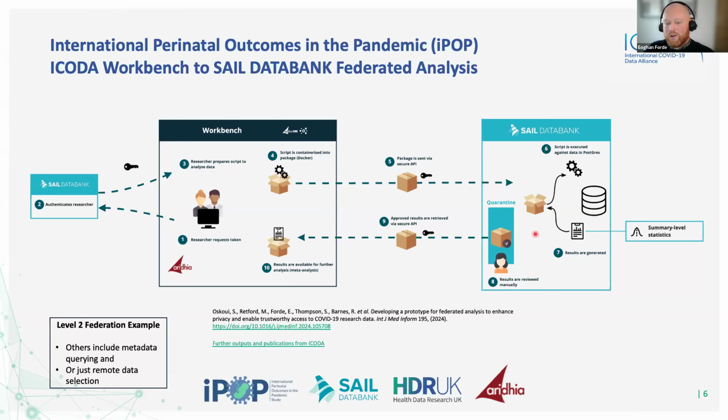So at step 8, if the summary statistics were approved, they would be returned through the common API as approved results and received back in the iCoder workbench, so the iCoder TRE. And from there, Ross as a researcher would obviously receive those results and be able to work with them within a trusted research environment, and hopefully generate some great publications based on it.